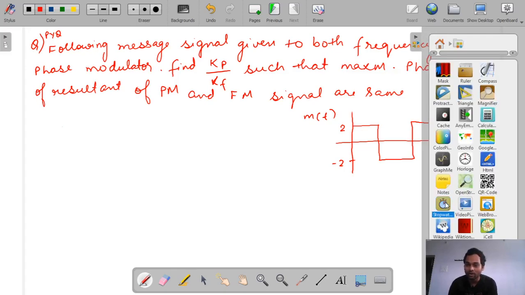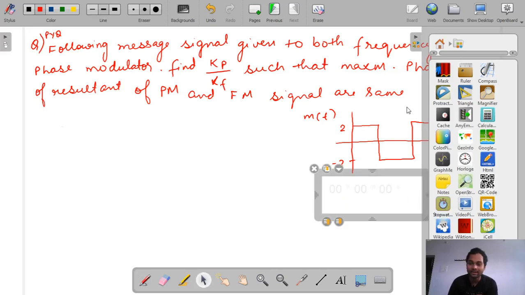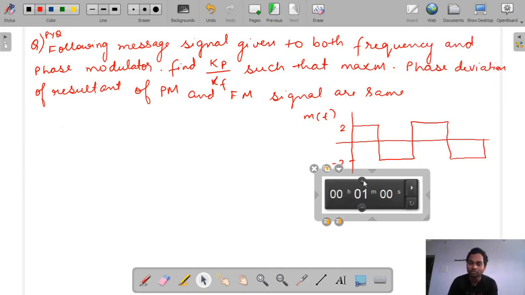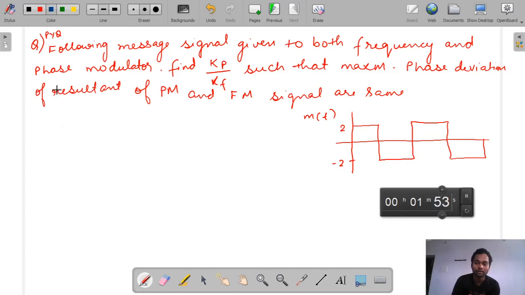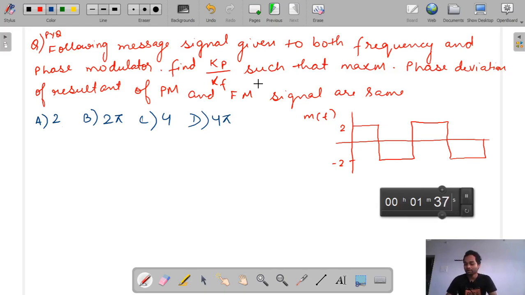So I'm giving you 1 minute to solve this question. This is a previous year GATE question. I will give you options also. Okay, let's take 2 minutes. So solve this question and reply with the answer in the comment box. Option A is 2, option B is 2 pi, option C is 4, and option D is 4 pi. And such kind of question came in GATE 2020 also. You can go and check the GATE 2020 question to solve this question.